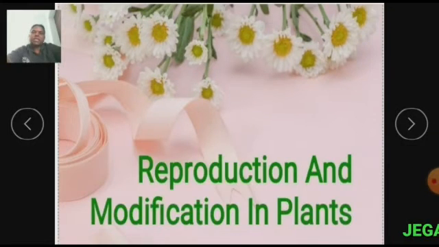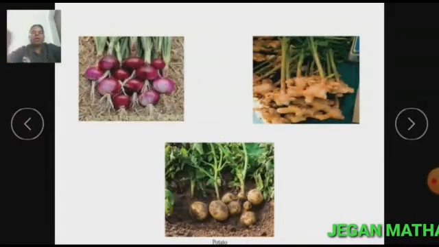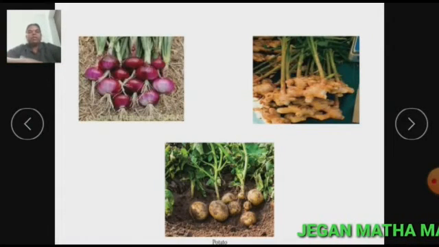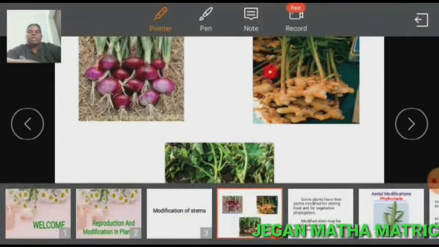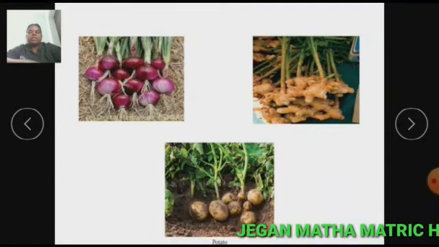This is the continuation class of reproduction and modification in plants. In this class, we learn about modification of stems in plants. Can you guess what is common between ginger, onion and potato? All these three are stems.